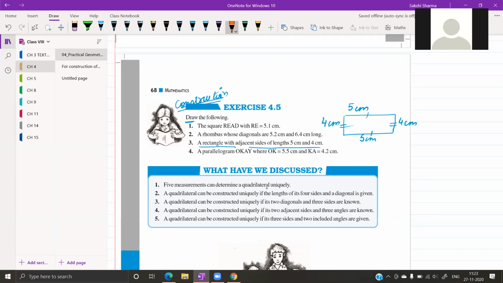90-degree angle. Each angle of a rectangle is 90 degrees. So that's what you can use to complete your construction. Use any 5 of these and then you will have your rectangle. You can start with the line segment 5 centimeters.